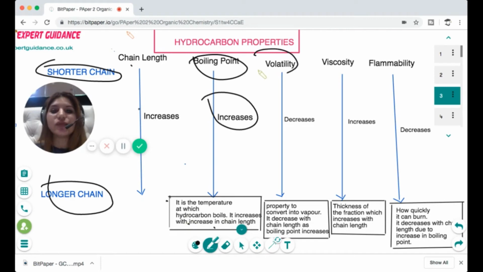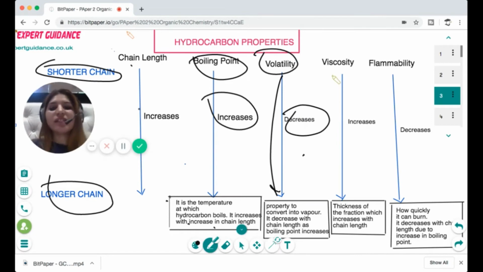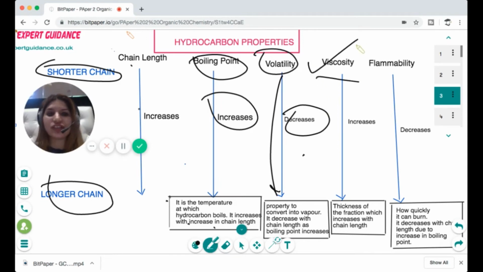Next is volatility. Volatility is the property of how quickly something can convert into a vapor. And naturally, the lower the boiling point, the more volatile the substance would be. So with increase in chain length, the volatility decreases. Next is viscosity. Viscosity is the thickness of the fraction, and naturally the greater the chain, the greater the thickness, so the viscosity increases as the chain length increases.